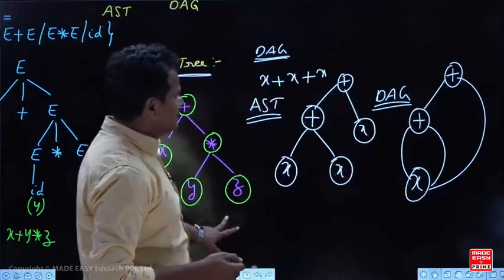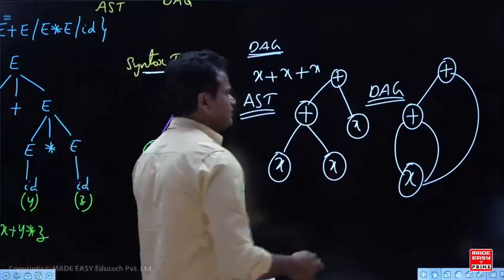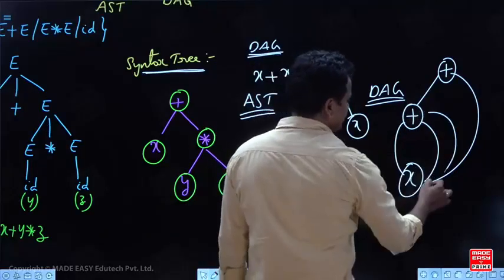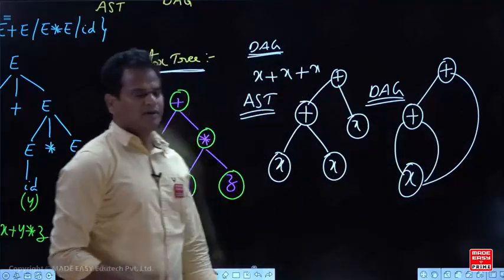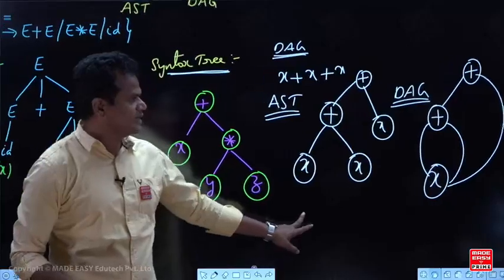Moreover, a DAG is a representation of intermediate code. In intermediate code, we will take only two operands, so you cannot take plus like this. Any node will have 2 operands only. So copy this one.